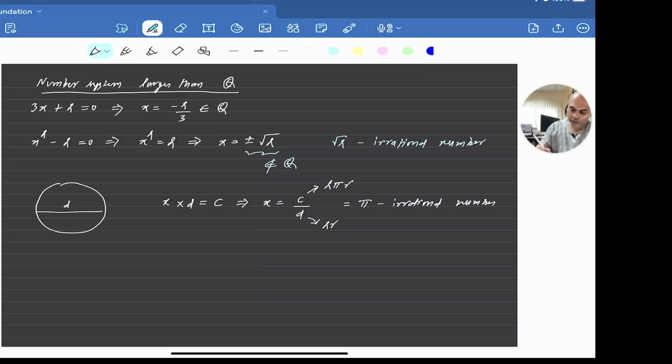And one more example for an irrational number comes from solving this equation. Natural logarithm ln x equal to 1. This gives us the answer x equal to the number e, which is a mathematical constant, which is also not a rational number. So this is also an irrational number.